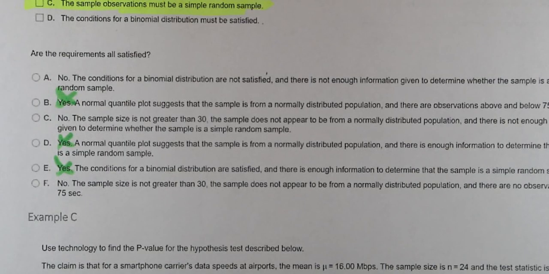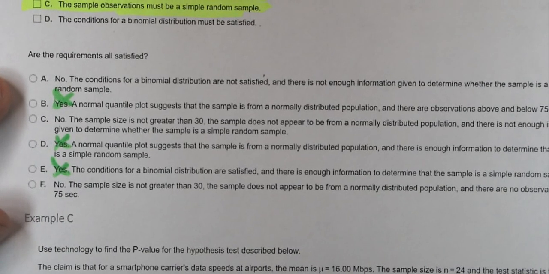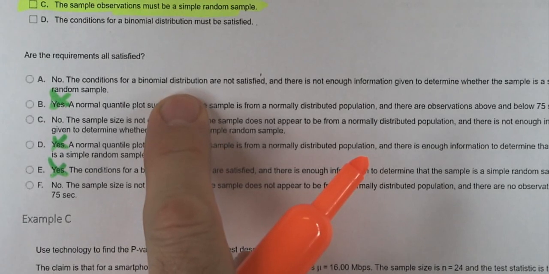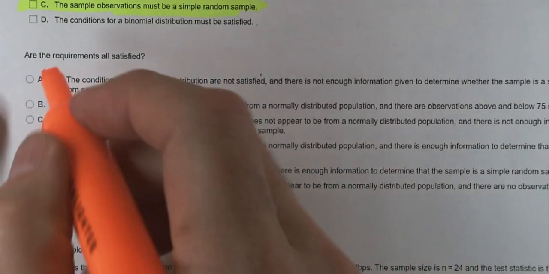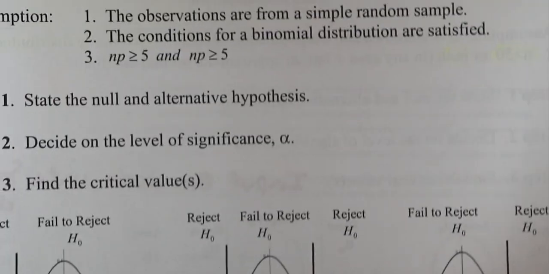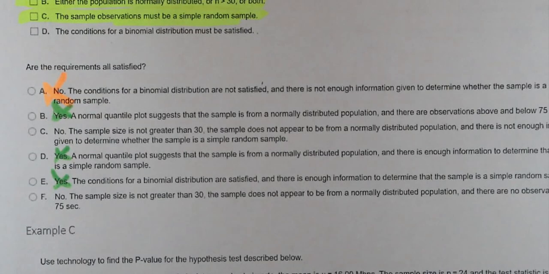Let's see what else we got here. Nicole. How about the first one? No, because the conditions for a binomial distribution aren't satisfied? What do you think? I don't think so. She's not liking that one. Savannah, do you agree? You don't like that one? Do we need to satisfy the conditions for a binomial distribution here? No. This is not a test of a population proportion. If it was a test for population proportion, then we'd need to satisfy the conditions for a binomial. But it's not.